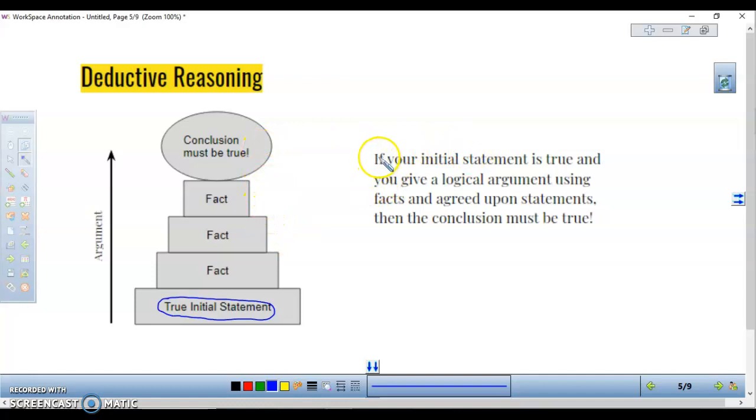So here's how it works. If your initial statement is true and you give a logical argument using facts and agreed upon statements, then the conclusion must be true. Mr. Donaldson had to have stolen the sandwich.